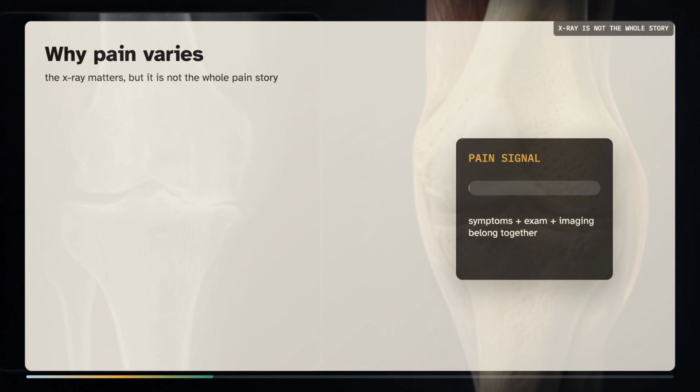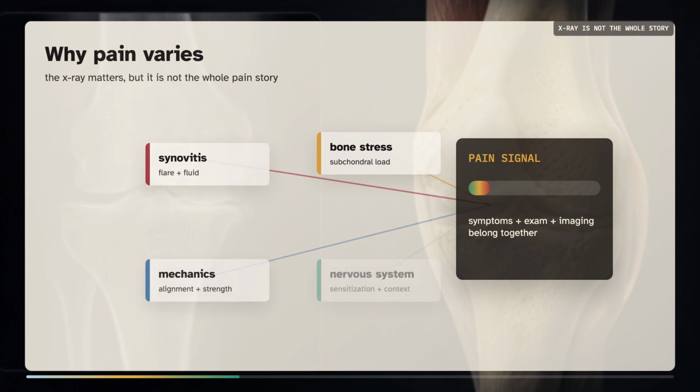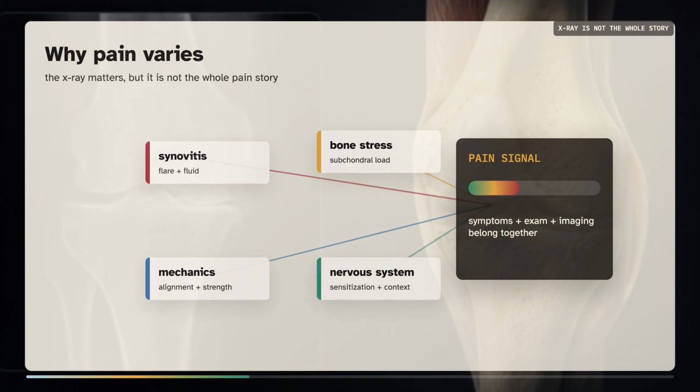Now here is the part that confuses many patients. The X-ray and the pain do not always match perfectly. One person can have dramatic X-ray changes and walk reasonably well. Another can have moderate changes, but major pain because of synovitis, bone stress, muscle weakness, sleep, mood, and pain sensitization. So a good arthritis assessment listens to the person, examines the knee, and uses X-rays as one part of the picture.